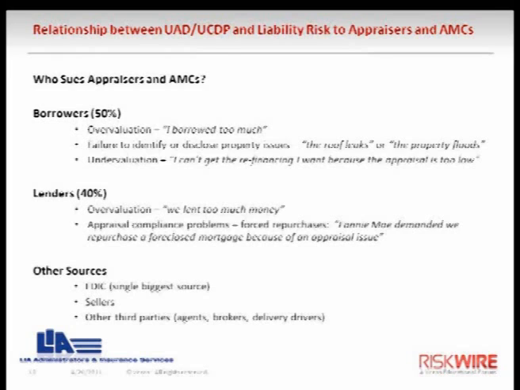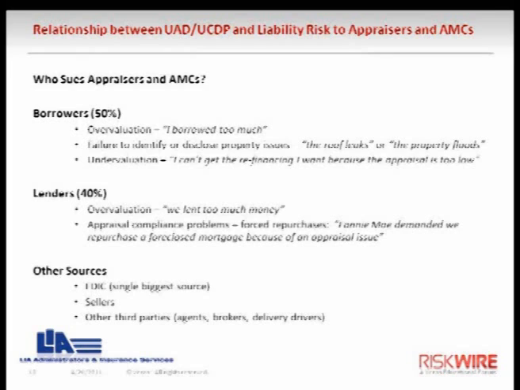So since the mortgage crisis, and I pin that at about 2007, more than 50% of the claims against both appraisers and AMCs have come from borrowers. Now, the biggest claim that borrowers have filed is usually overvaluation, and basically there the story is always the same, whether it's in a lawsuit or a demand letter or a board complaint, and that story is from the borrower, I borrowed too much.